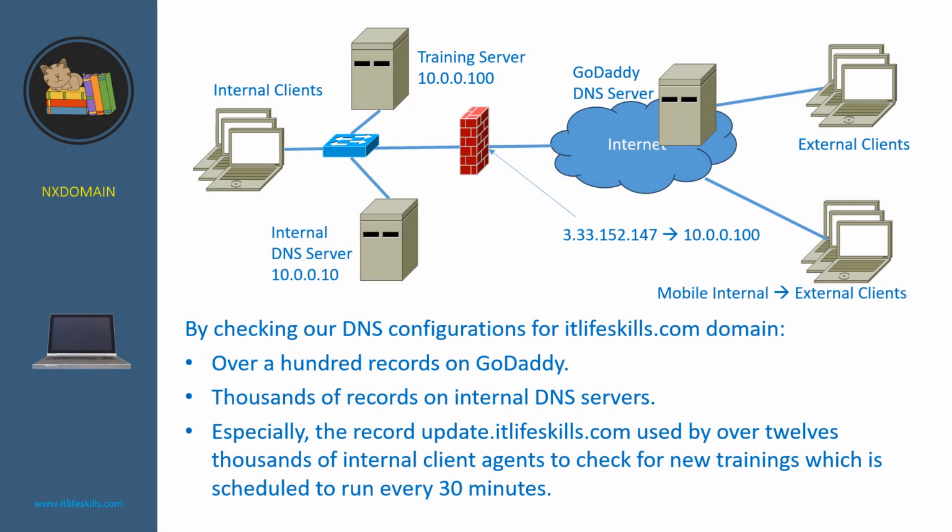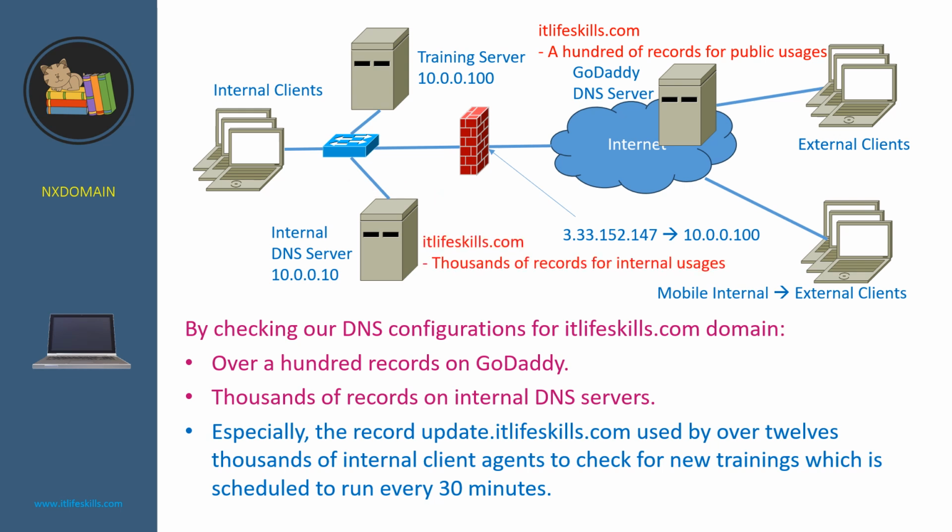So the NXDOMAIN gave us a clue to check our DNS configurations for the itlifeskills.com domain. And we found that on the GoDaddy DNS server, we have 100 DNS records created in the itlifeskills.com domain for public use. And on the internal DNS server, we have thousands of records created in the itlifeskills.com domain for internal use.